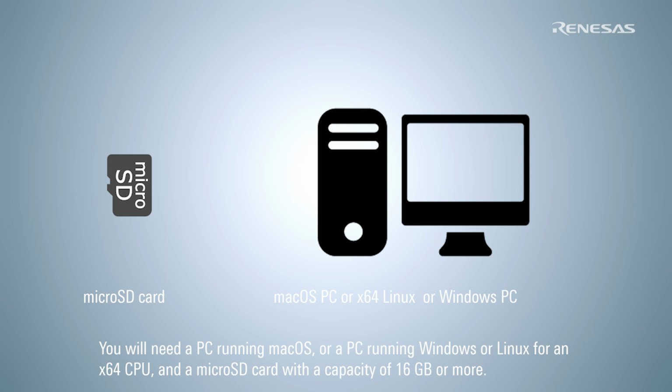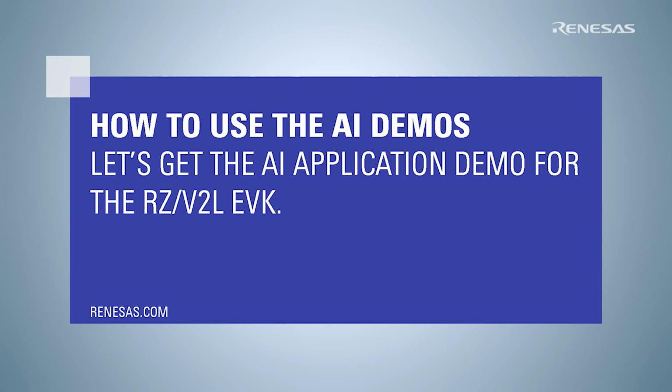You need to download the AI Applications Demo program from the website and write the downloaded image file to a microSD card in preparation for running the program. You also need to prepare a PC running Mac OS, or Windows, or a Linux OS for X64 CPU, with an internet connection, and a microSD card with a capacity of at least 16 GB. Let's obtain an AI Applications Demo.